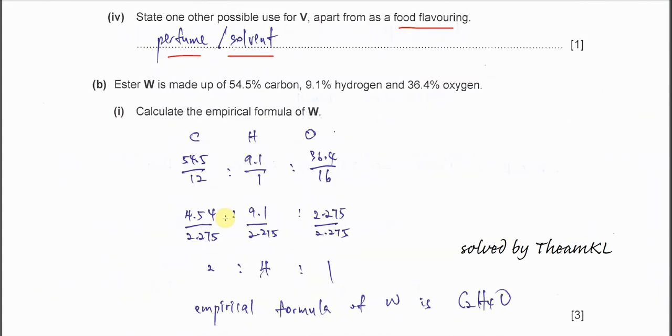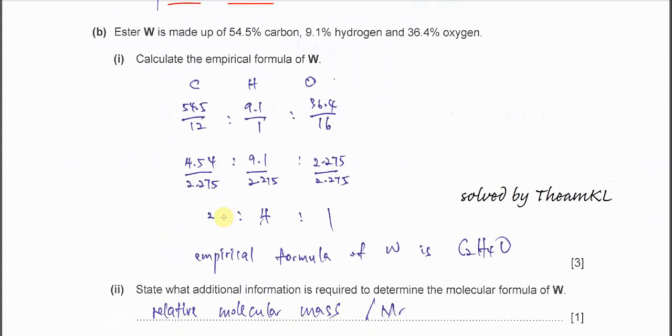Okay, part B. Ester W is made up of 54.5% of carbon, 9.1% of hydrogen, 36.4% of oxygen. Calculate the empirical formula. Okay, this one very easy. Use the percentage, okay, assume it is 100 gram.